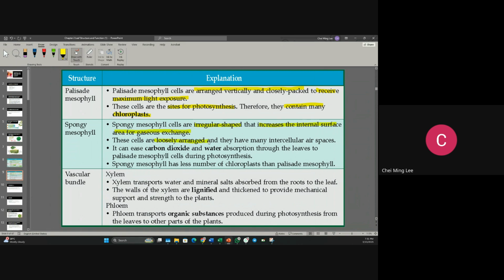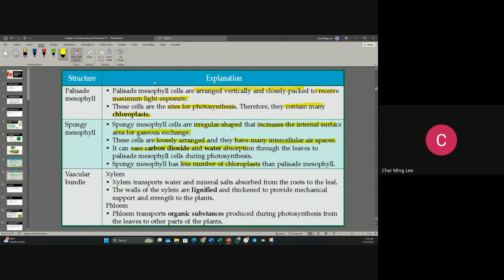They are loosely arranged, so that's why they have many intercellular air spaces. This eases the absorption of carbon dioxide and water through the leaf to the palisade mesophyll cells during photosynthesis. Spongy mesophyll cells have fewer chloroplasts compared to palisade mesophyll because their main function is gaseous exchange.